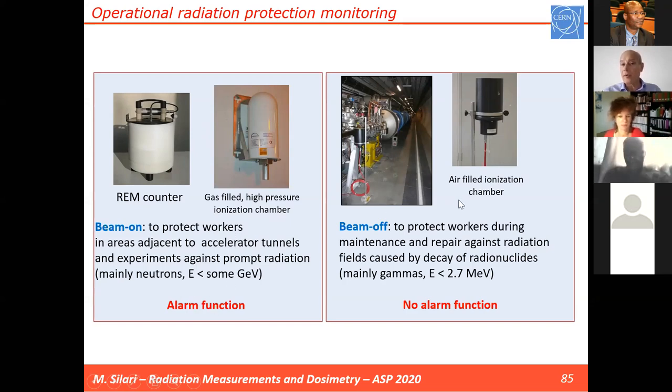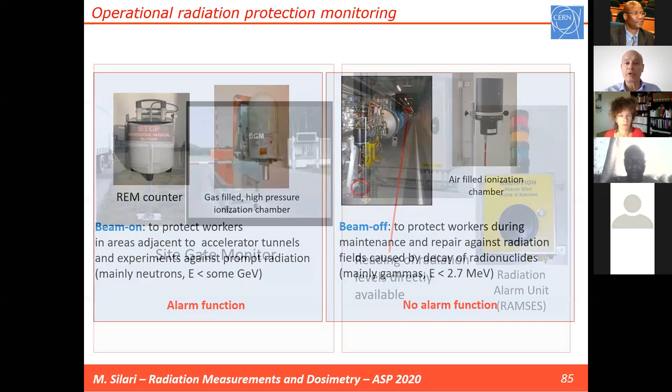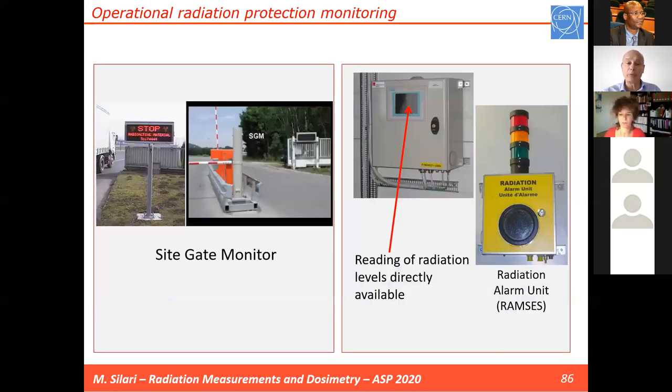When the beam is off, you don't have prompt radiation anymore, but you will have residual radioactivity. So before you access an accelerator tunnel for maintenance, we have ion chambers that monitor the residual radioactivity and tell the worker when it is safe to enter. This can all be monitored remotely.